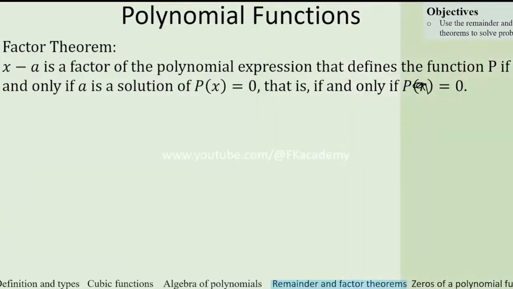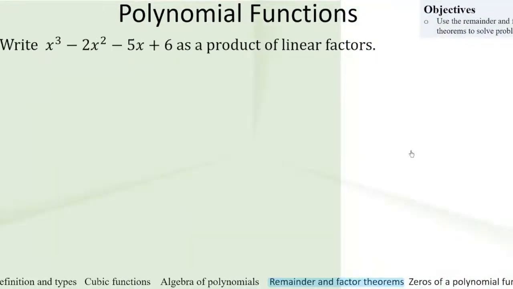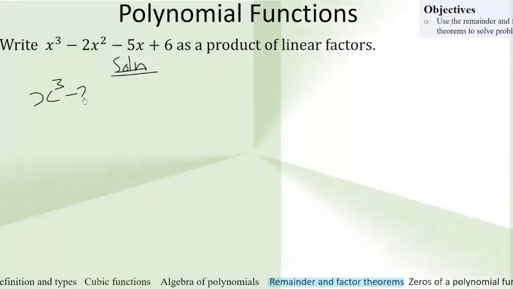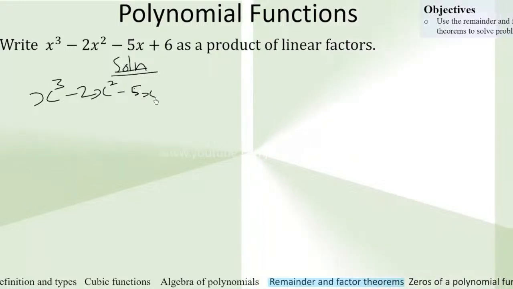So let's take an example. Write x cubed minus 2x squared minus 5x plus 6 as a product of linear factors. So we are going to apply the factor theorem here. We have x cubed minus 2x squared minus 5x plus 6.